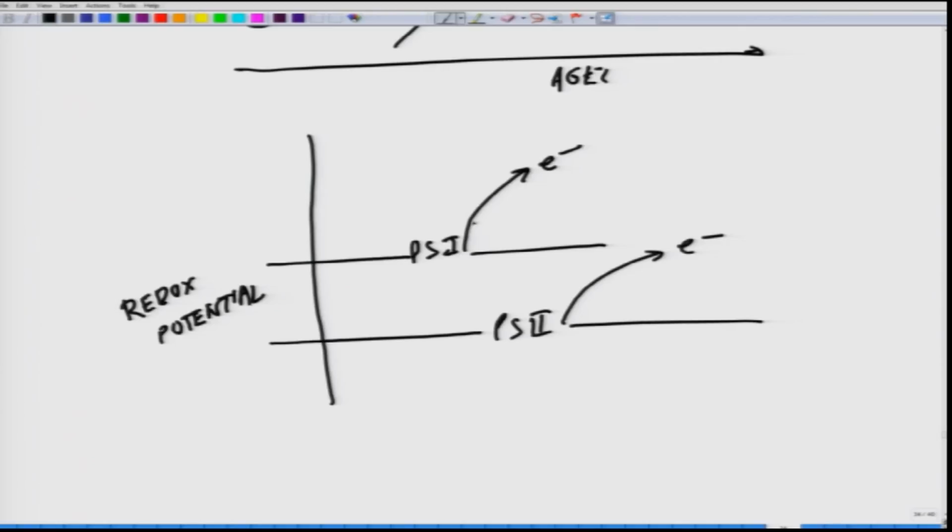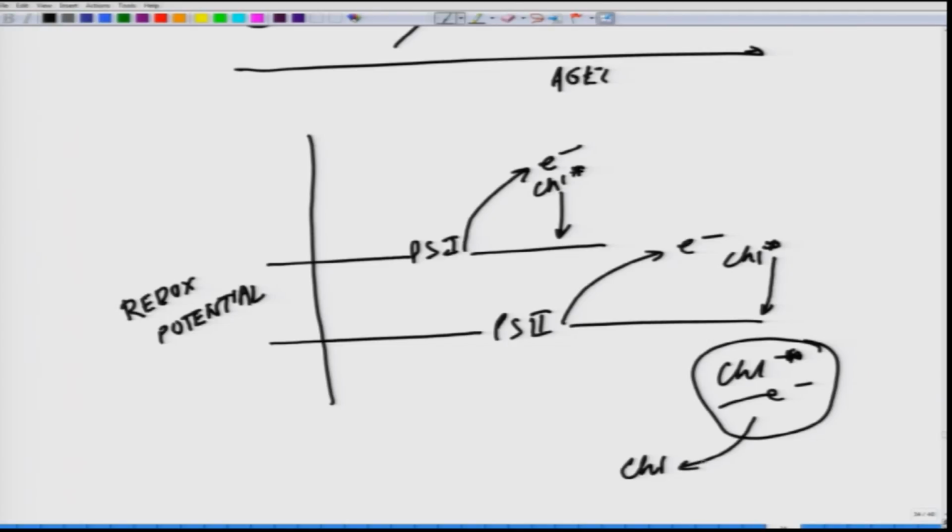And whenever an electron is being ejected from photosystem 1 or photosystem 2 or from both photosystems, that chlorophyll molecule which is getting excited has to be brought back to its ground state. How is it being brought back to its ground state? There are two options. When a chlorophyll molecule ejects an electron, there is the chlorophyll ground state, the chlorophyll excited state, and there is an electron. It can recombine again and come back and make the chlorophyll.